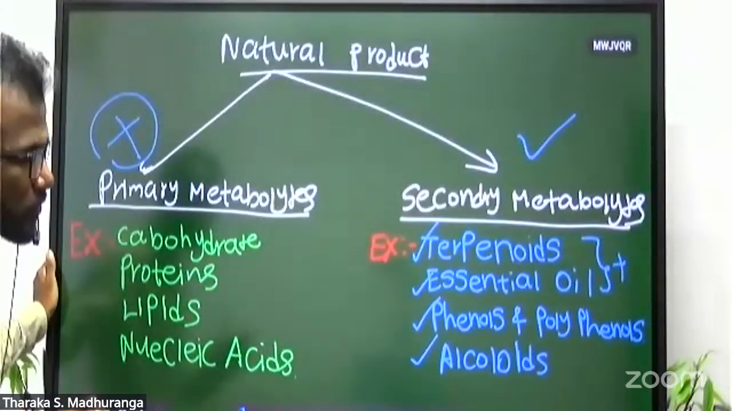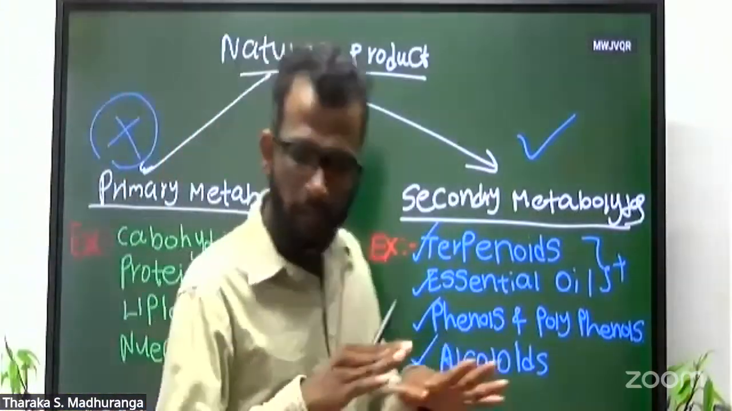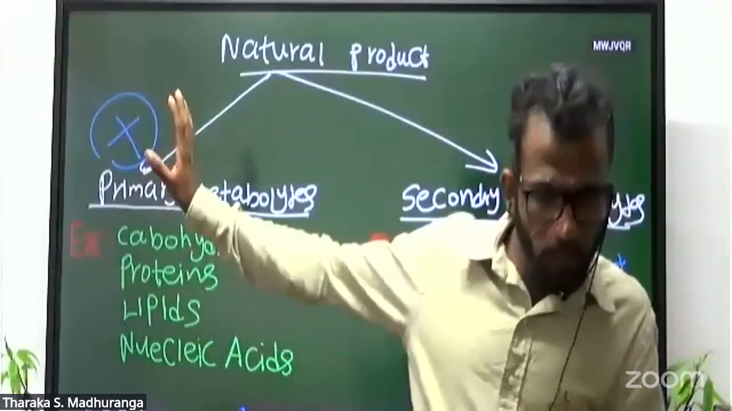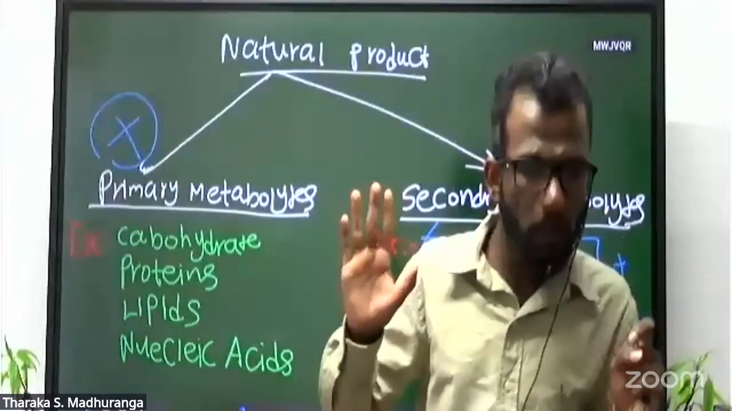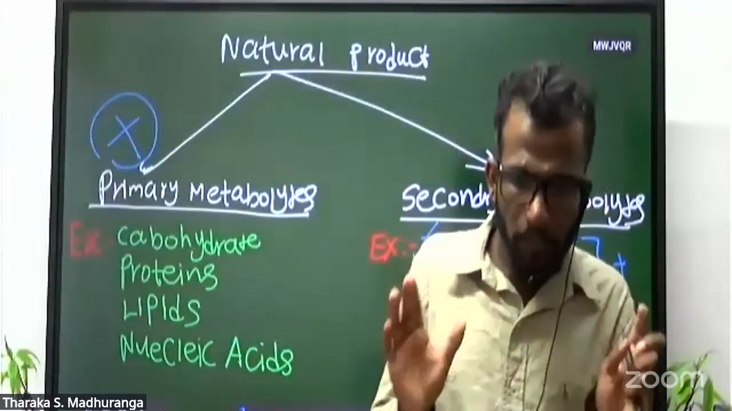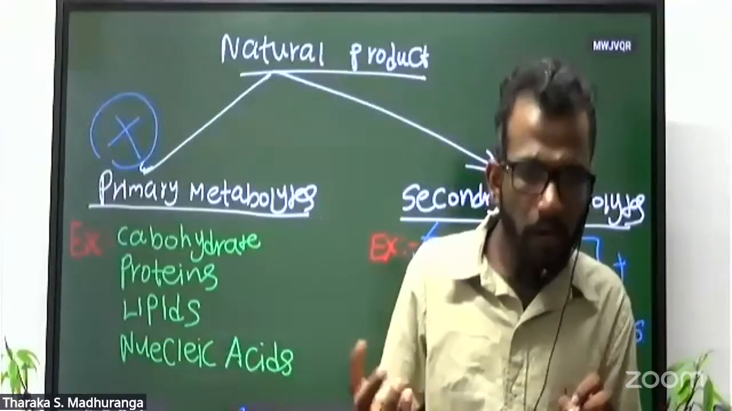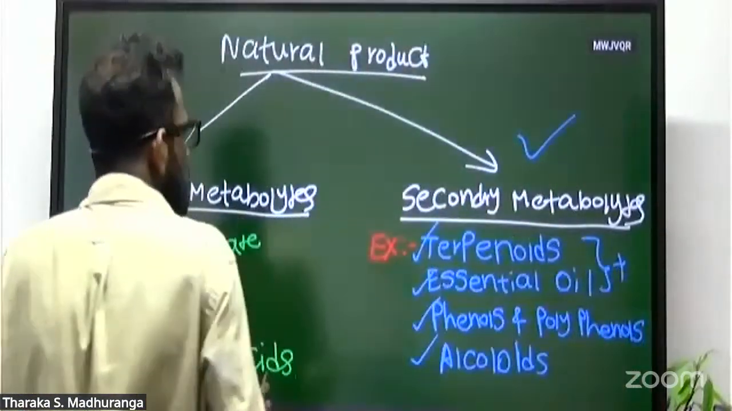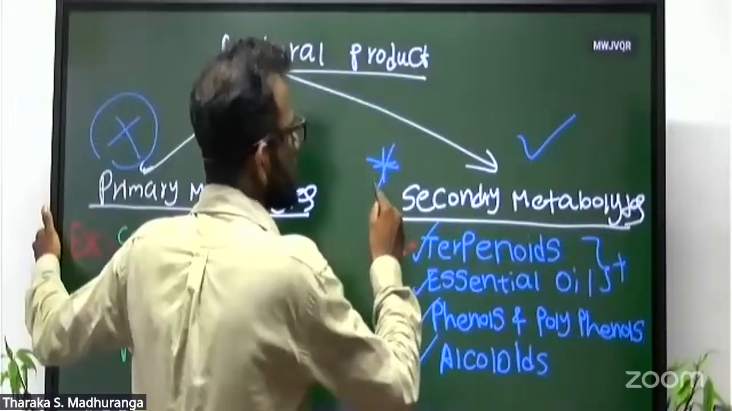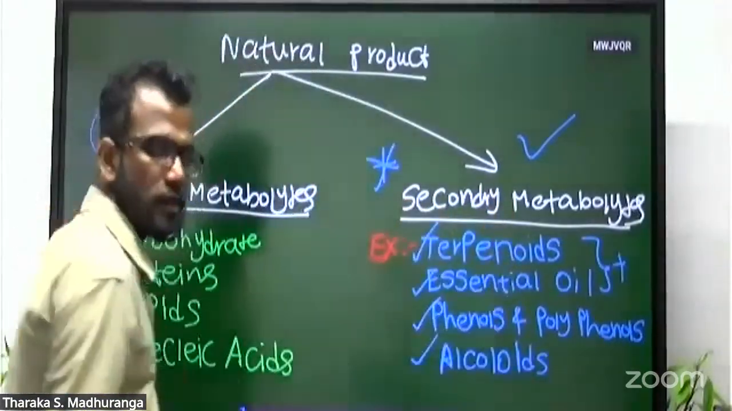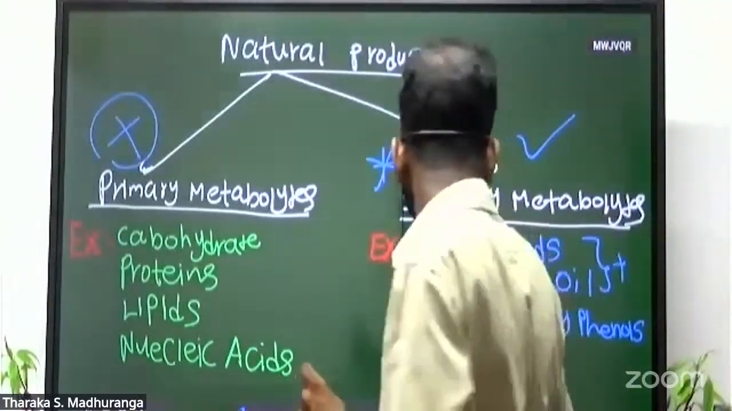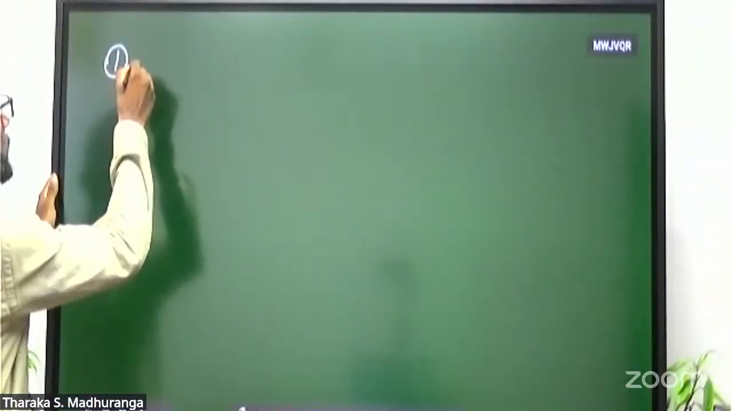Okay, now that's the first part, the base of the lesson, the foundation of the lesson. Now we are stopping the discussion about the primary metabolites. The primary metabolites we already did in the biomolecule lesson. Then we start the discussion of secondary metabolites. Our first one is terpenoids. Come to terpenoids, page number 3.